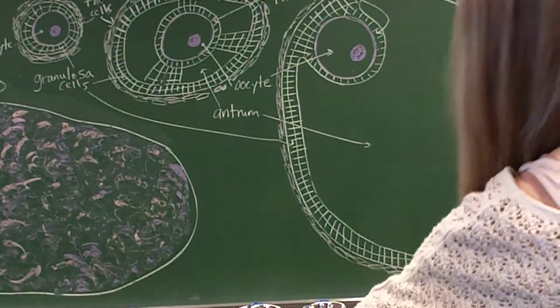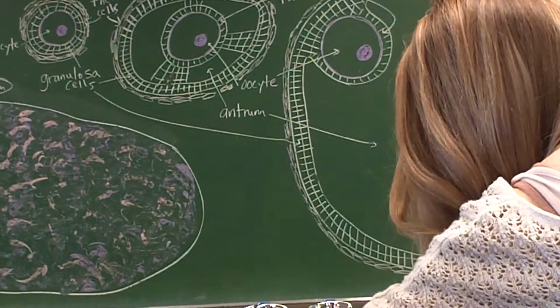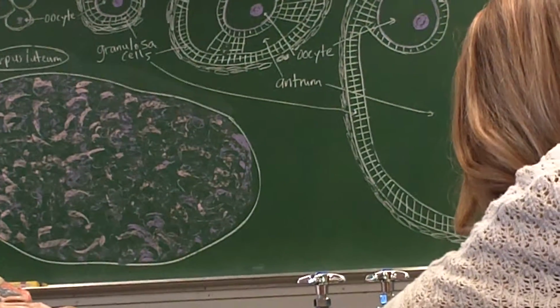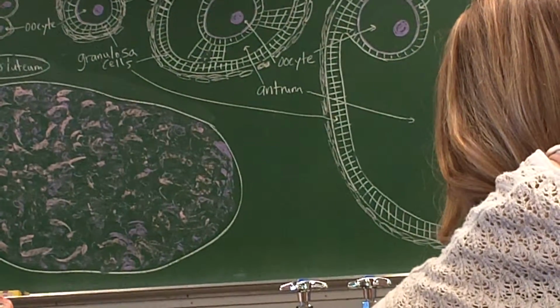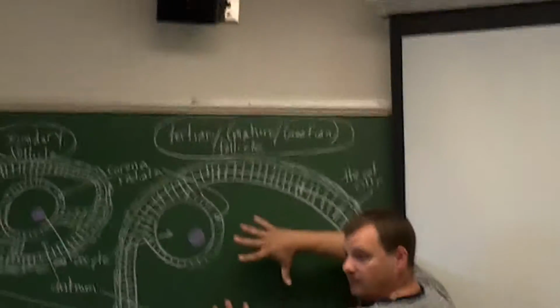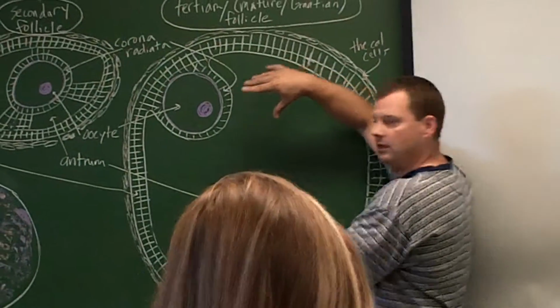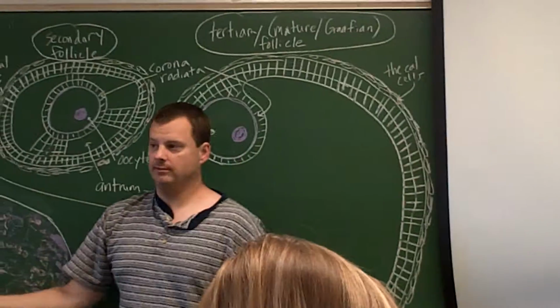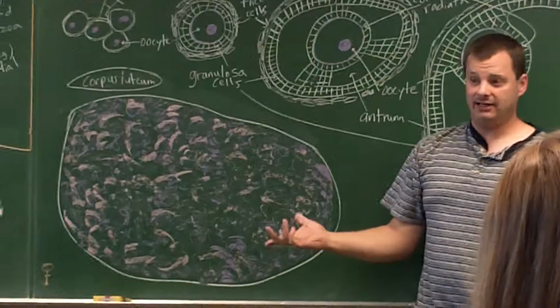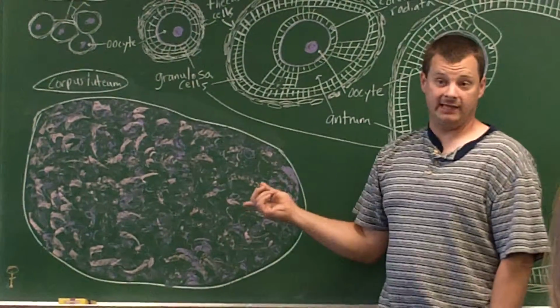Now you have to get special slides that are labeled as such to see a corpus luteum or a corpus albicans. Now what will happen is once this ruptures and you have ovulation, the granulosa cells start dividing like crazy and filling this whole space and start secreting mainly progesterone. It's now called a corpus luteum. The corpus luteum is like a giant gland in your ovary. It looks like a gland.